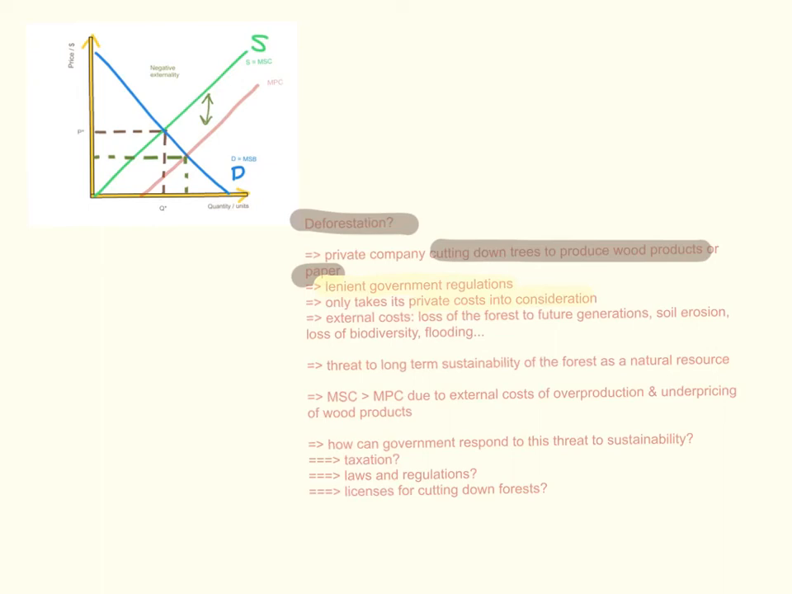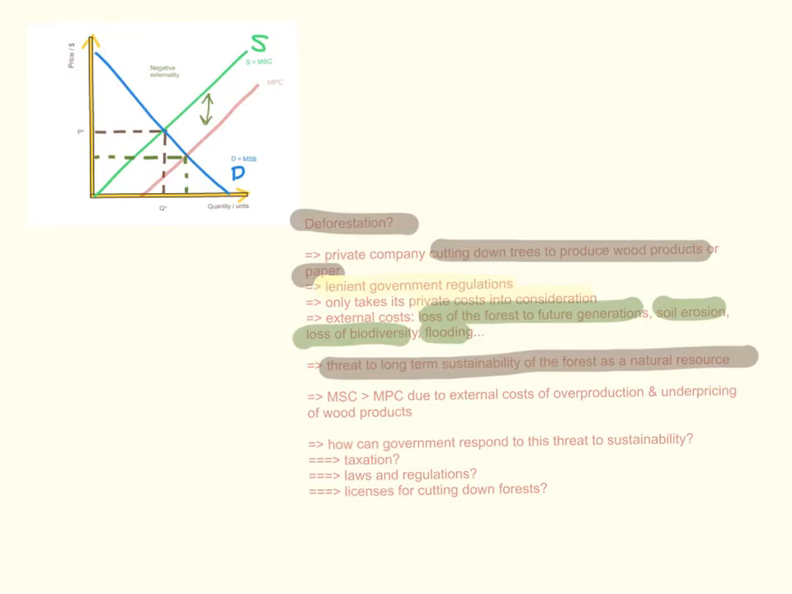Well, first of all, there's a loss of the forest to future generations. If you're cutting down trees, the future generations have less forest. This could lead to soil erosion, loss of biodiversity because of all the plants and the animals that are dying as a result. Flooding, forests actually help prevent the damaging effects of floods. So this is another example of a threat to the long-term sustainability of the forest as a natural resource. And again, it's a case where the marginal social costs are higher than the marginal private costs because of the external costs of overproduction and the underpricing of the wood products.